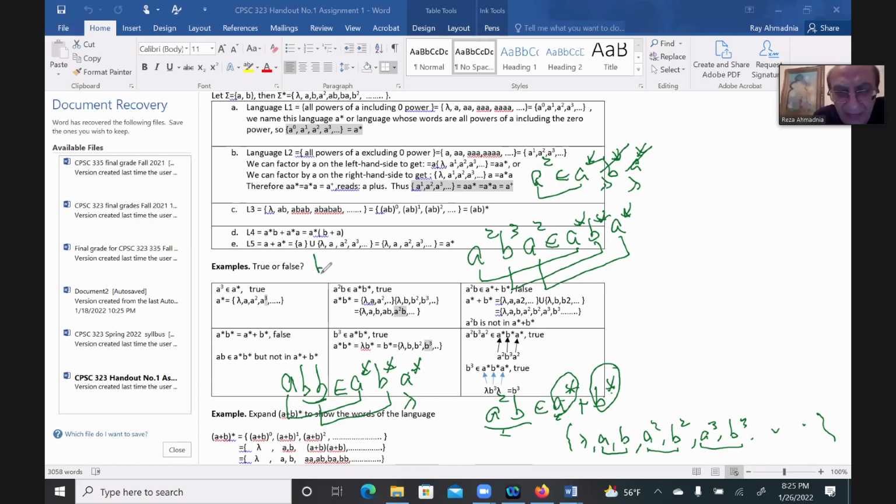Is BA a word in A star, B star? No. False. Yes or no? No, it is not. Very good. See, I need a B. I get B from here, so this is lambda, I get B here. And then is there any A after B? No. So this is not true.